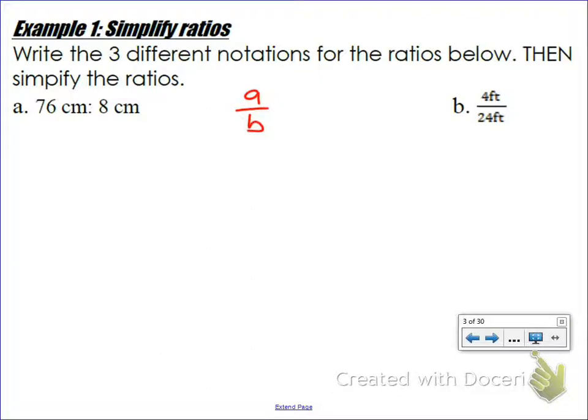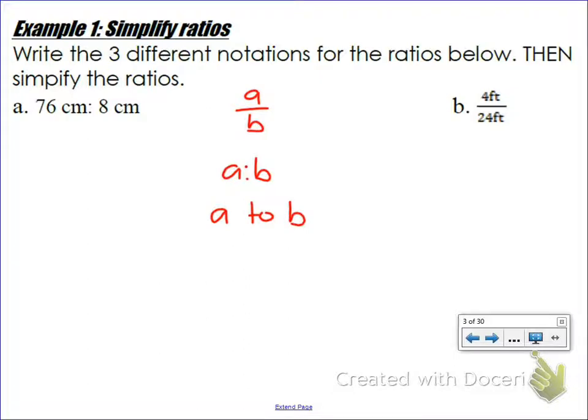This would be comparing two things, A and B, so that we say A to B is how we classify this. We'd also write this as A colon B. Again, we still say A to B is the ratio. And the last would be A, and then the word to, B. So these would be the three different ways you could write a ratio.